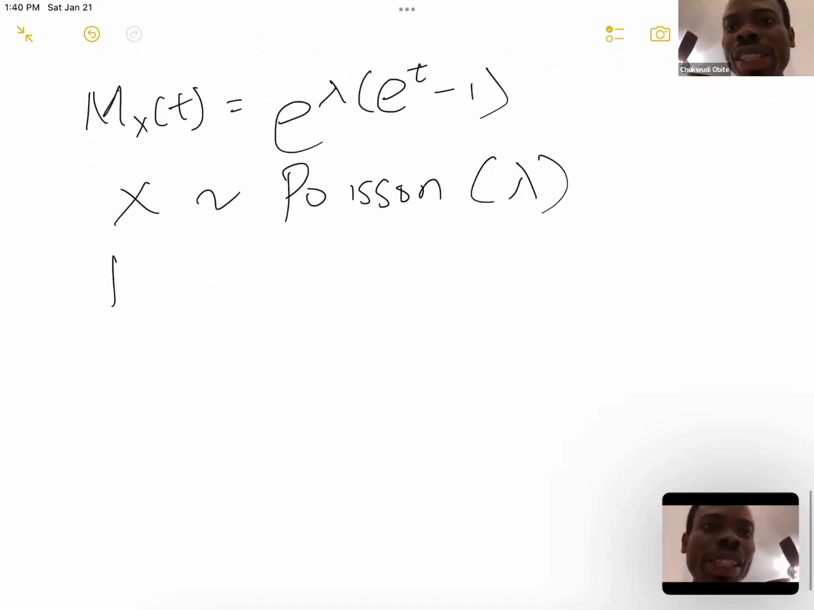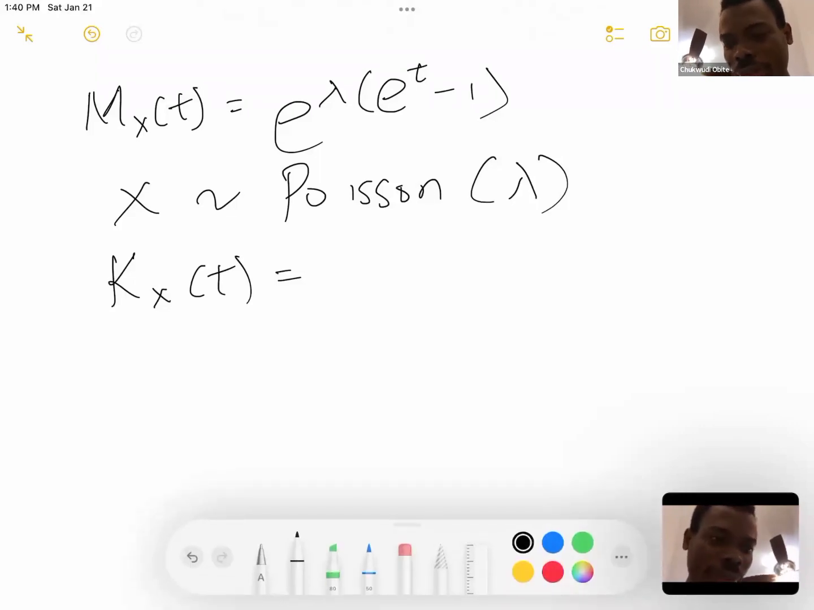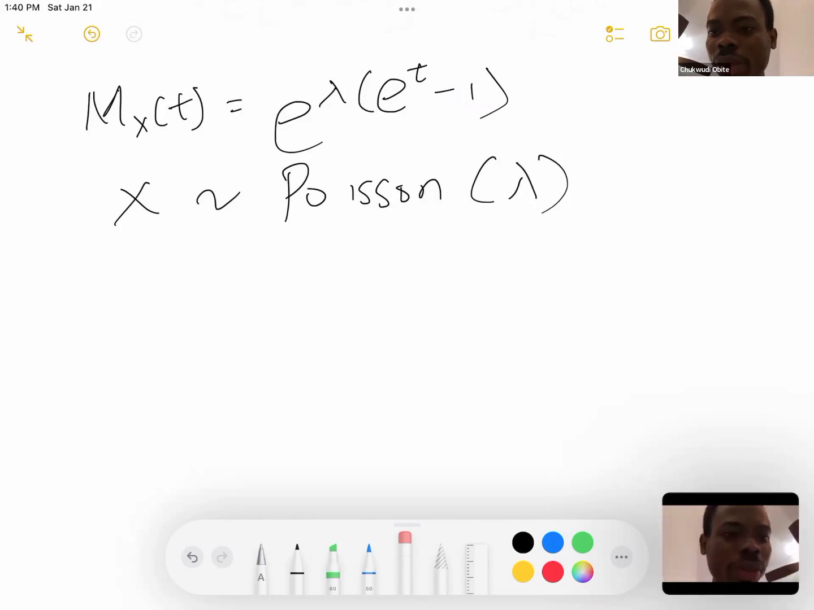To get the cumulant generating function of a Poisson, first, remember I told you, you have to get the MGF. Okay, let me just solve for the MGF first. The MGF of a Poisson distribution. So let me not assume, let's derive the MGF.